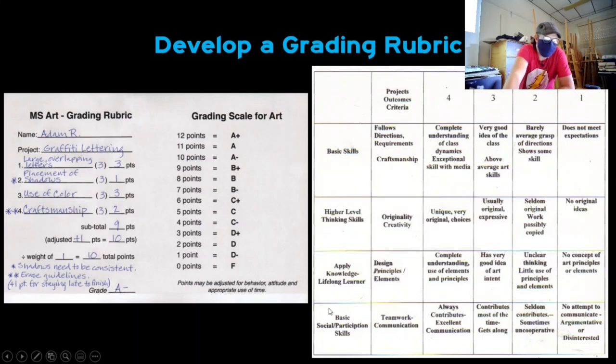Basic social and participation skills, like we talked about, attitude, teamwork and communication, always contributes. Excellent communication down to no attempt to communicate, or they're argumentative or disinterested. And then, score each of these things on a scale of 1 to 4, add up those numbers. Over here, there's even a scale for what number of points equates to what letter grade.